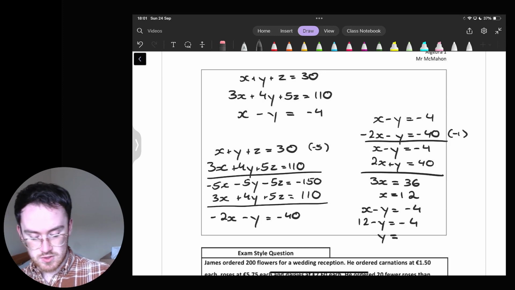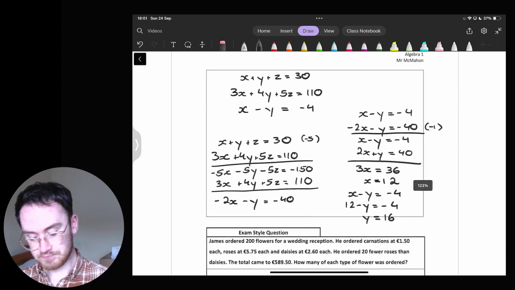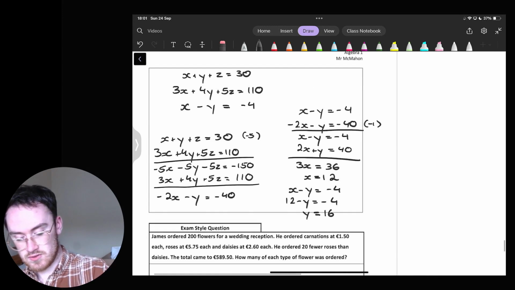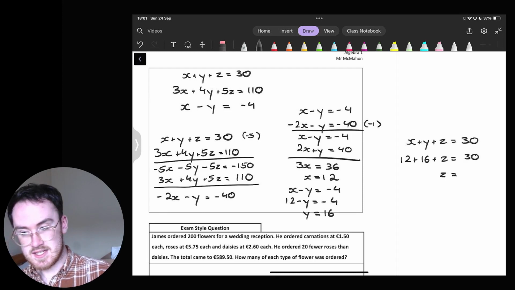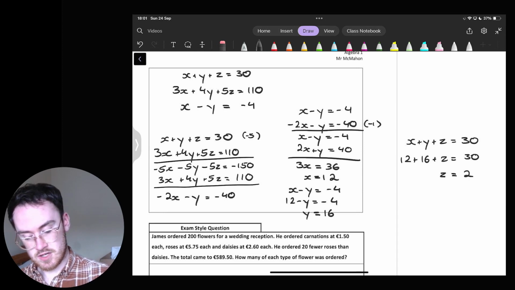And if I move things over and simplify, I get a value of y of 16. And subbing back in, I'm going to take it over here. x plus y plus z equals 30. So subbing in my values here, I get 12 plus 16 plus z equals 30, which gives me that z is equal to 2, so only 2 large coffees.